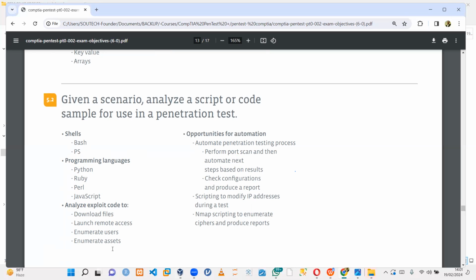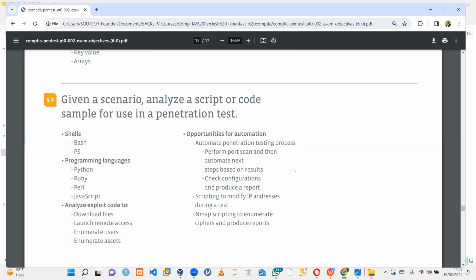Some of them are going to be to download files, that's data exfiltration, that is to exfiltrate data, to collect data from the site, maybe to launch remote access. I've seen one in one of the tasks we did a few weeks ago, where we saw a PHP script. It was responsible for defacing a particular website and uploading a particular file on the homepage of the website. Now, enumerate users, enumerate assets.